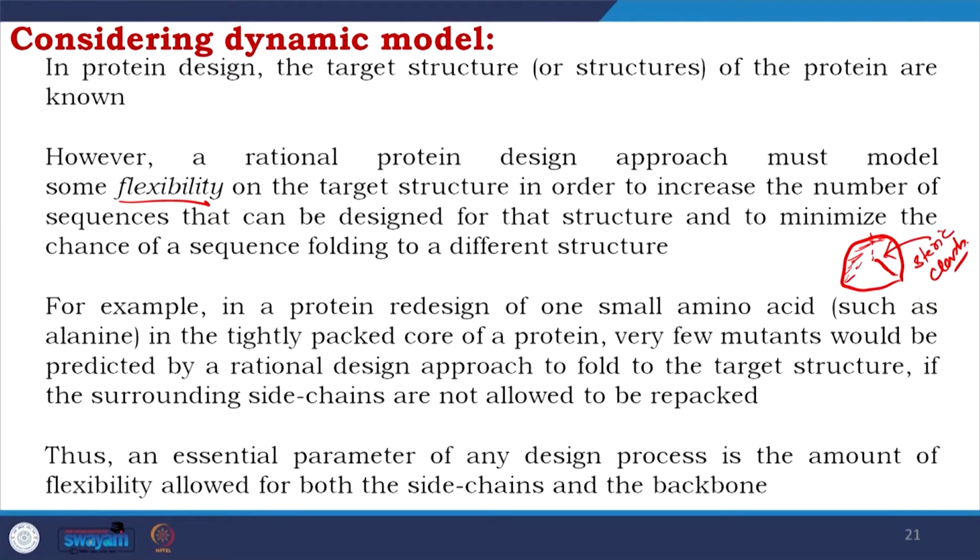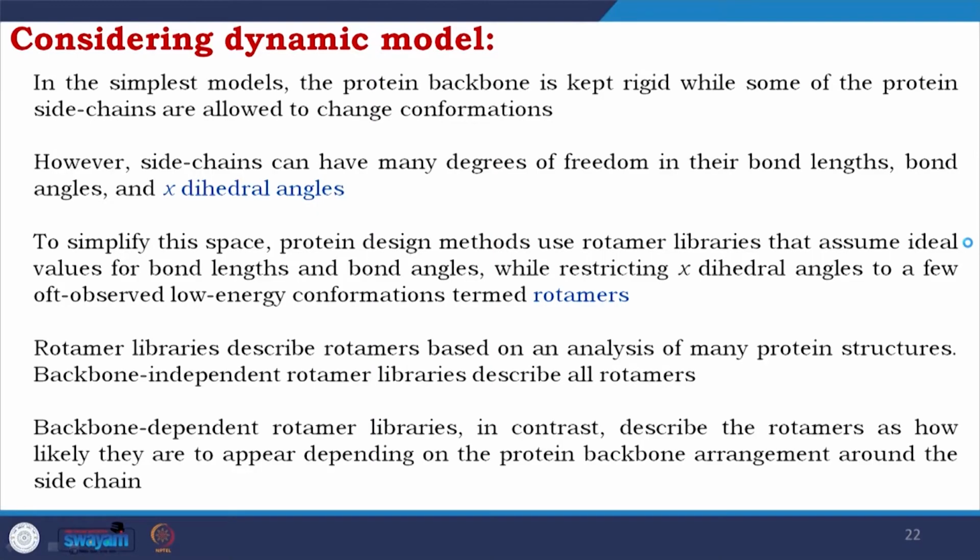Thus, an essential parameter of any design process is the amount of flexibility or the dynamicity allowed for both the side chains and the backbone. If we have a dynamic model, the designing would be much more accurate. In the simplest model, the protein backbone is kept rigid while some of the protein side chains are allowed to change conformations. However, side chains can have many degrees of freedom in their bond lengths, bond angles, and the chi dihedral angles, the side chain dihedral angles, which we have talked about before.